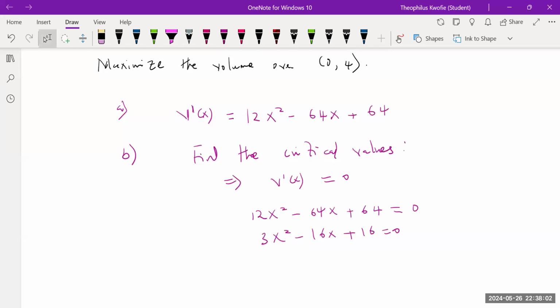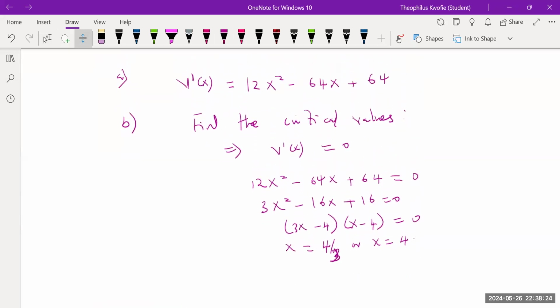Then when you factorize, you should have (3x minus 4)(x minus 4) equal to 0. So on that note, we're going to have x equal to what? 4 on 3, or x equal to what? 4.